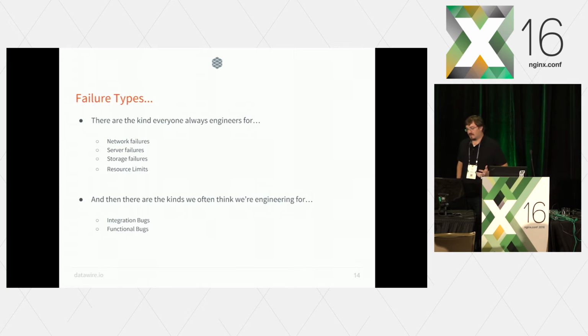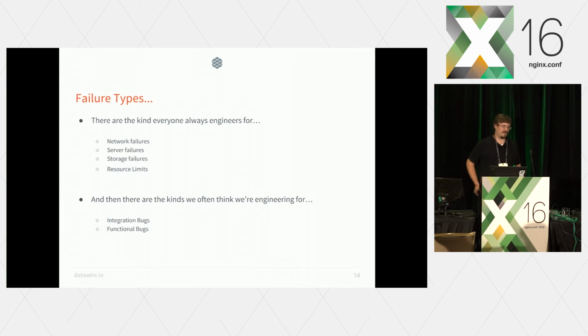So when we think about failure types as engineers, there's these things that we always engineer for. We always know networks fail, servers fail, storage fails, and resource limits. Especially this is the case if you're running on, say, AWS, where you're going to run into quotas around the performance. You might be throttled for doing things you're not supposed to do, or for abusing their system. This also applies for any other PaaS or IaaS out there.